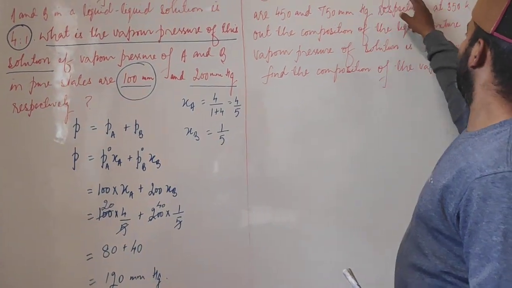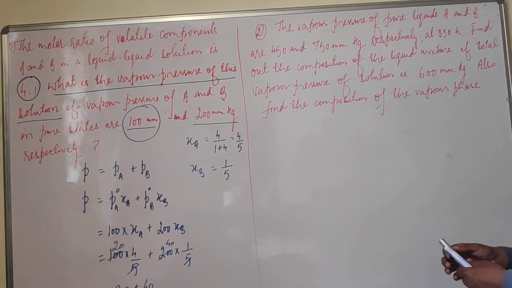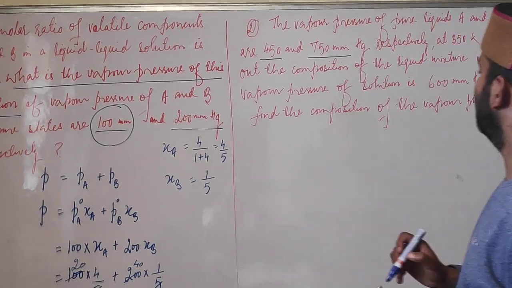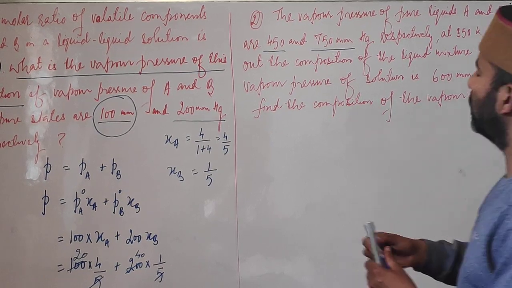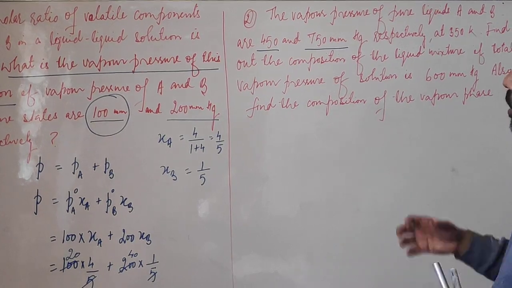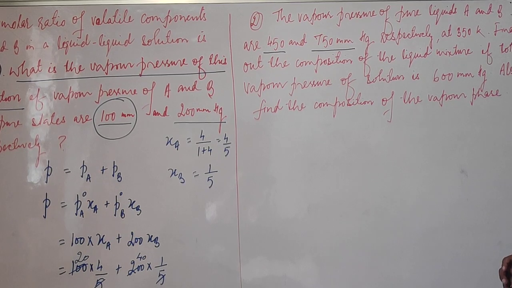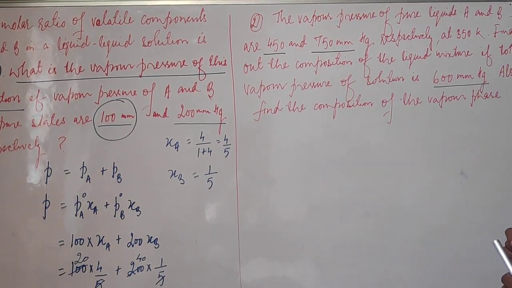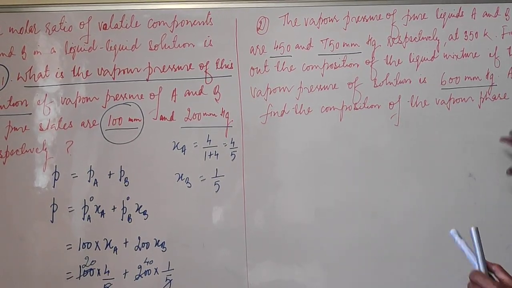Now students, we have another question. The vapor pressures of pure liquids A and B are 450 and 750 millimeters of mercury respectively. So in pure states, the vapor pressures of the components are given at 350 Kelvin. Find out the composition of the liquid mixture. That means we need to find the mole fraction of A and B in the solution, when the vapor pressure of the solution is 600 millimeters of mercury. And also find the composition of the vapor phase.